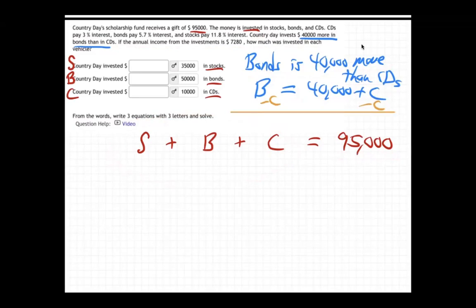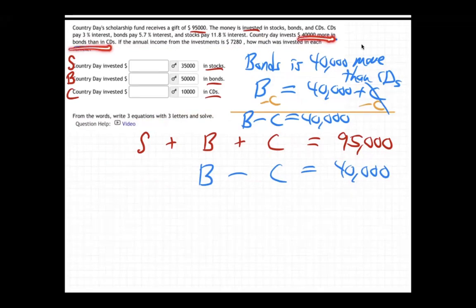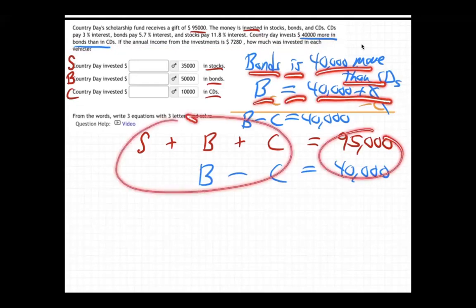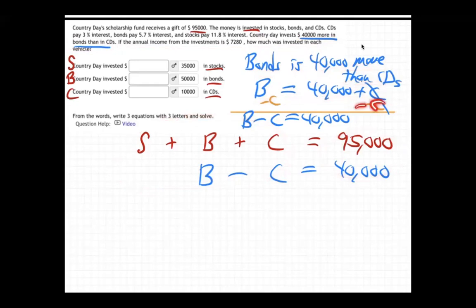So then that equation will become B minus C, these cancel, is 40,000. So B minus C is 40,000. So there's our second equation. See how I got that? I just took the words, 40,000 more in bonds than CDs. So bonds is 40,000 more than CDs. Bonds equals 40,000 plus C. But we want the letters on the left and the numbers on the right for a matrix in a minute. So subtract C from both sides, cancels out. B minus C is 40,000.